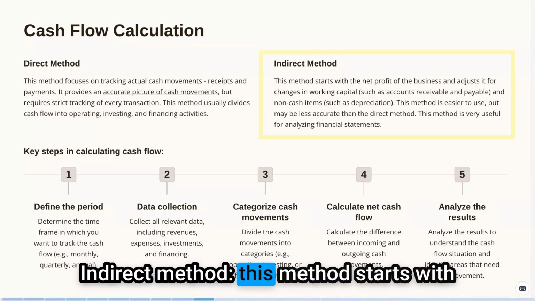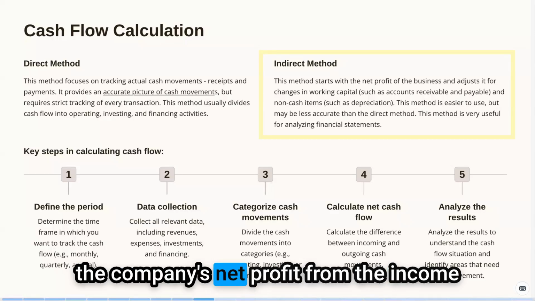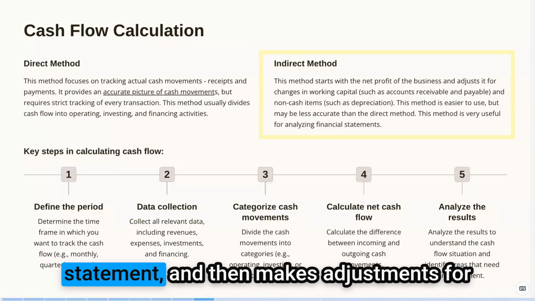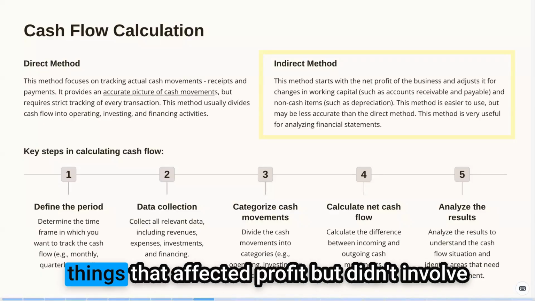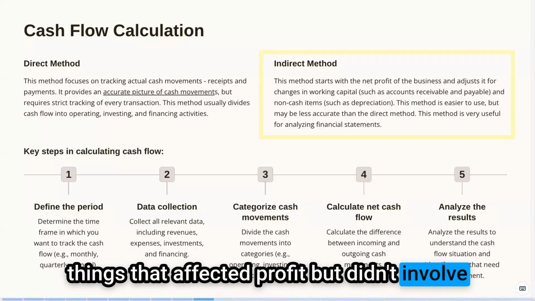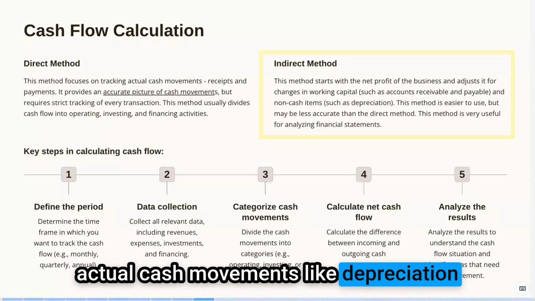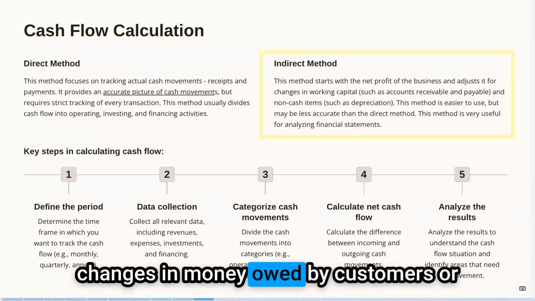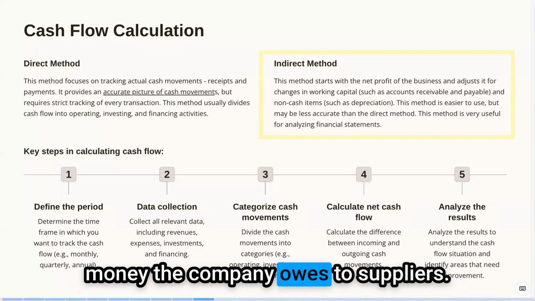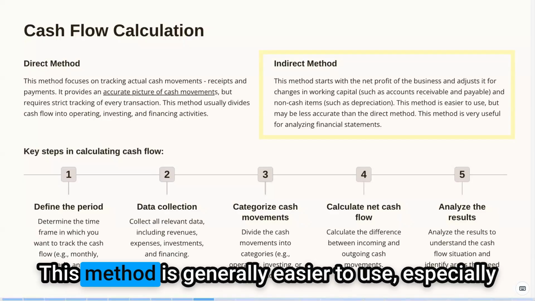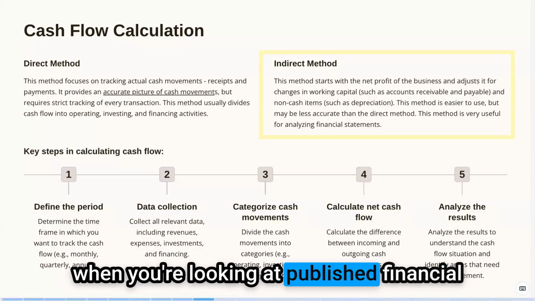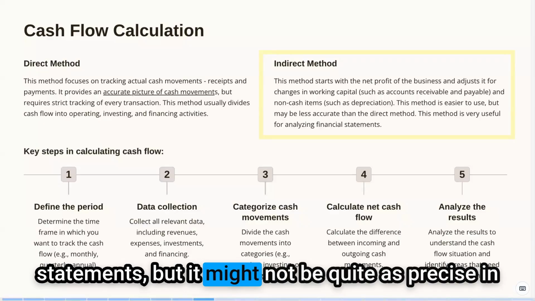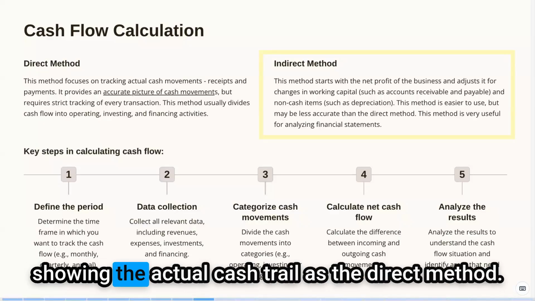Indirect method. This method starts with the company's net profit from the income statement and then makes adjustments for things that affected profit but didn't involve actual cash movements, like depreciation and changes in working capital, like changes in money owed by customers or money the company owes to suppliers. This method is generally easier to use, especially when you're looking at published financial statements, but it might not be quite as precise in showing the actual cash trail as the direct method.